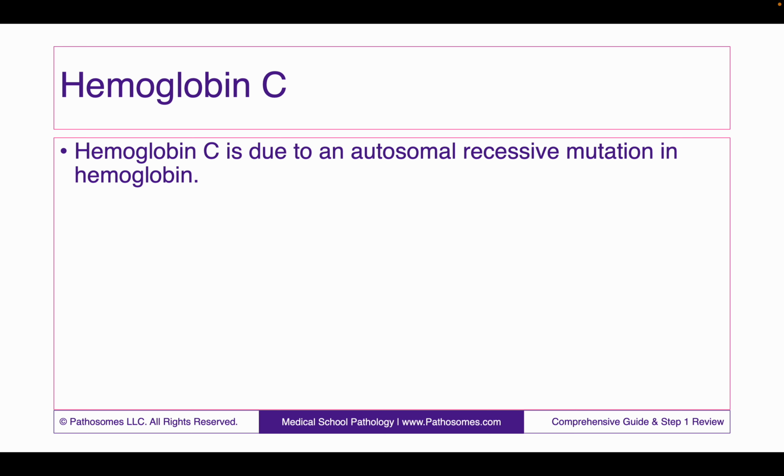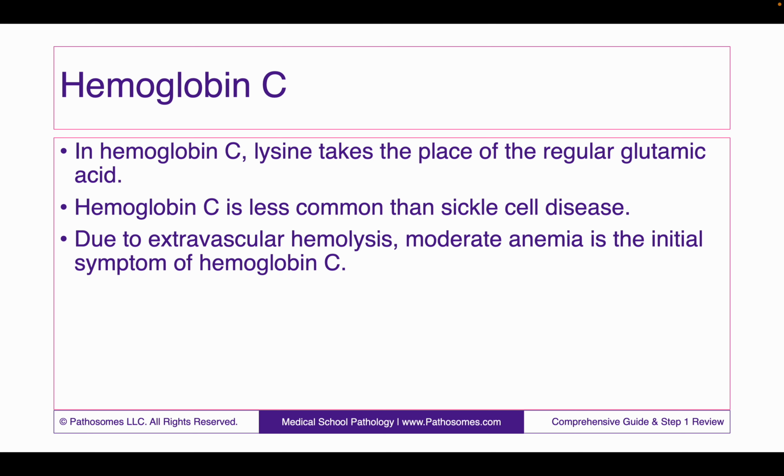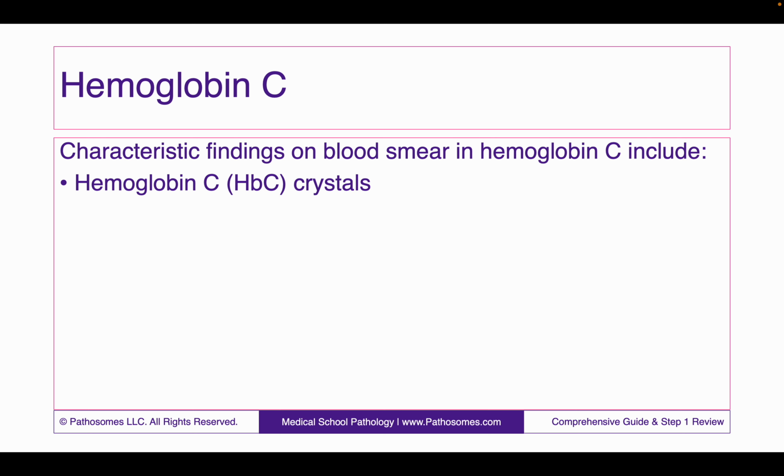Now, hemoglobin C. Hemoglobin C is due to an autosomal recessive mutation in hemoglobin. In hemoglobin C, lysine takes the place of the regular glutamic acid. Hemoglobin C is less common than sickle cell disease. Due to extravascular hemolysis, moderate anemia is the initial symptom of hemoglobin C. Characteristic findings on blood smears include hemoglobin C crystals.